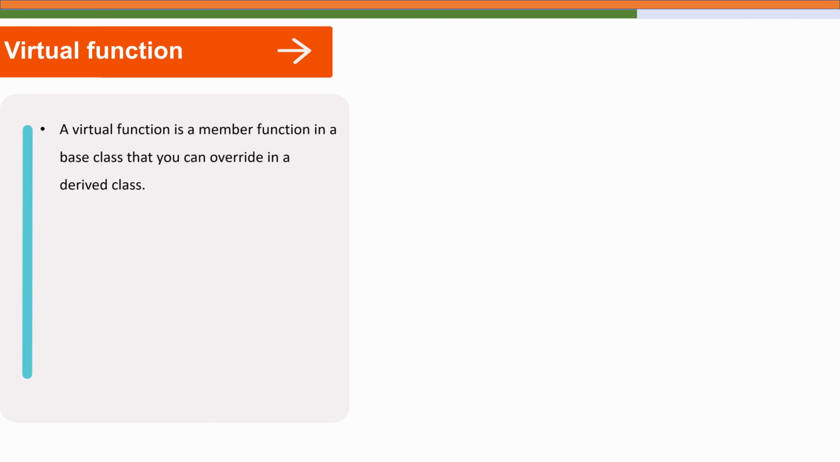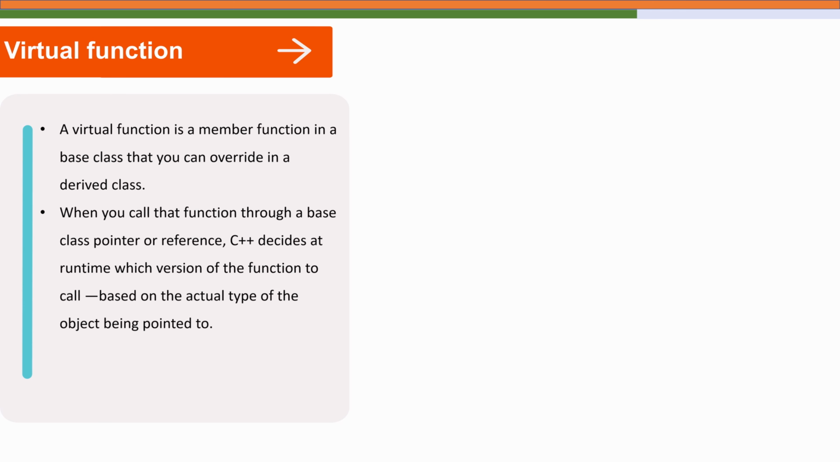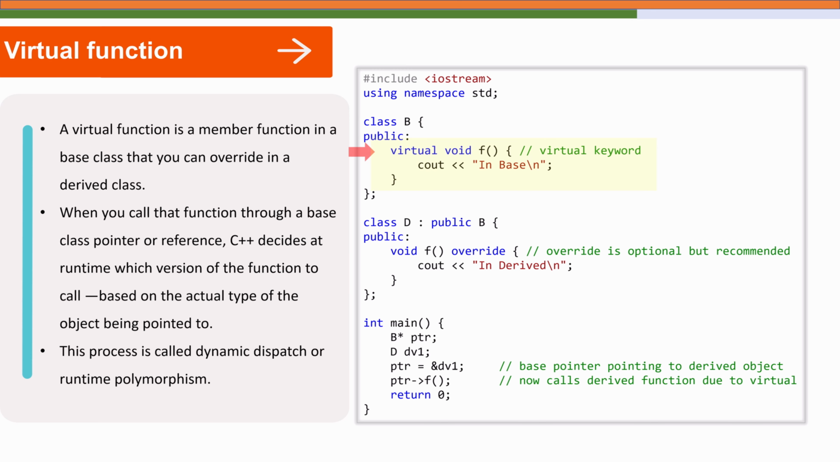Now that we have seen what happens without virtual, we are ready to understand how virtual functions will solve this limitation. A virtual function is a member function in the base class that you can override in the derived class. When you call that function through a base class pointer or a reference, C++ decides at runtime which version of the function to call, based entirely on the actual type of the object being pointed to. This process is called dynamic dispatch, dynamic polymorphism, or runtime polymorphism.